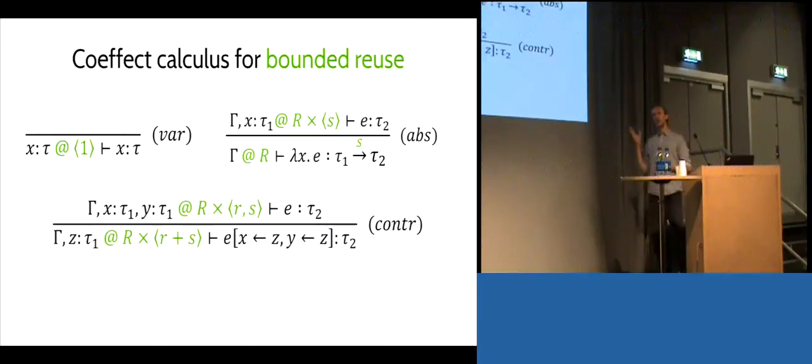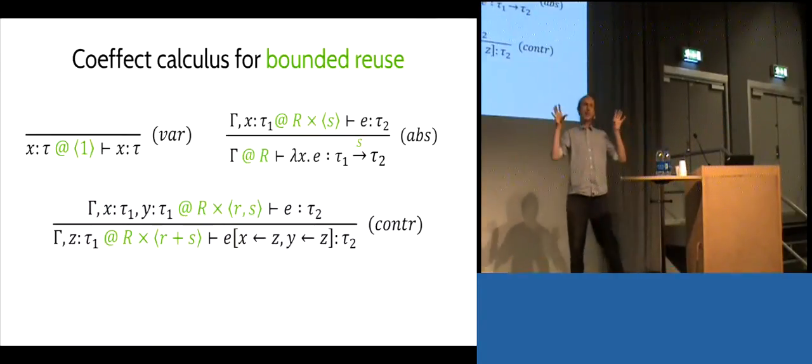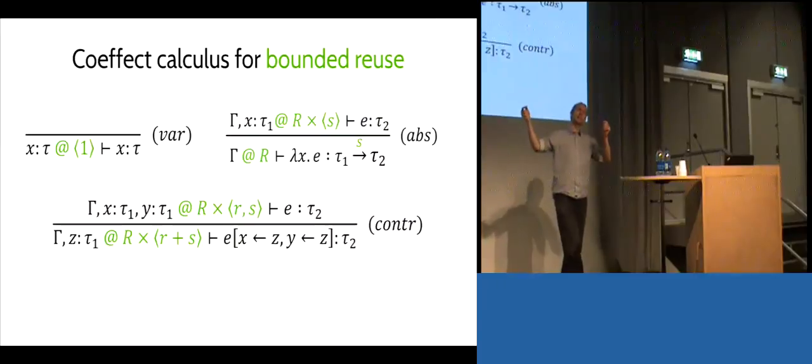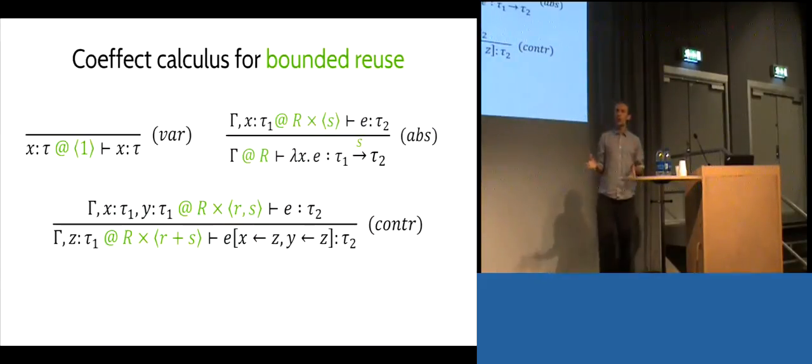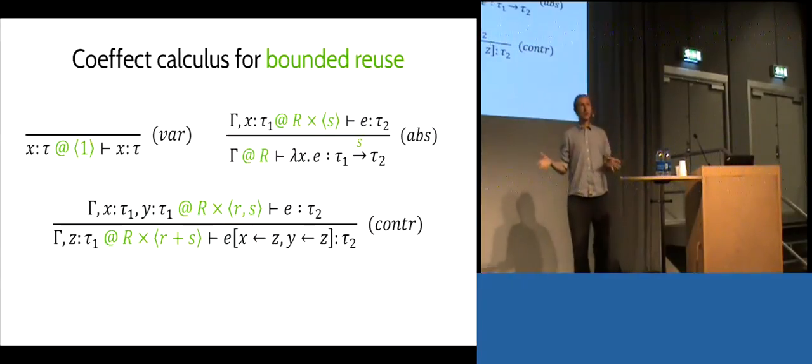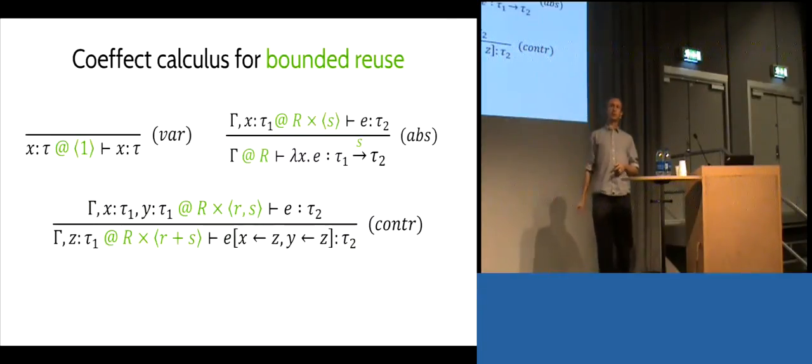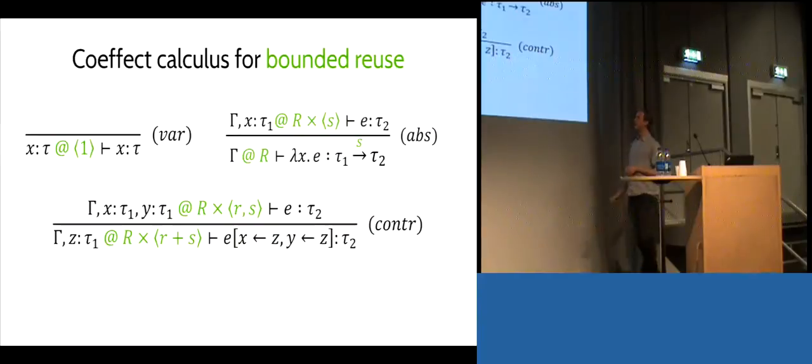Now, because we need to keep this link between the vector and the variable context, we actually can't treat the context just as an ordinary set. So what we are doing is that we have structural rules explicitly in the system. And this example shows you the contraction rule.